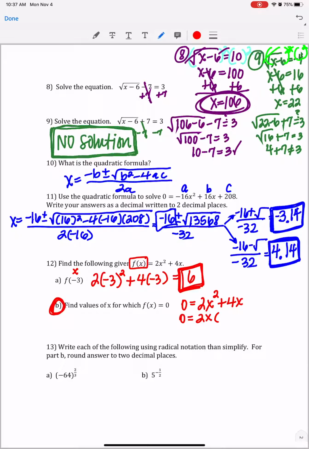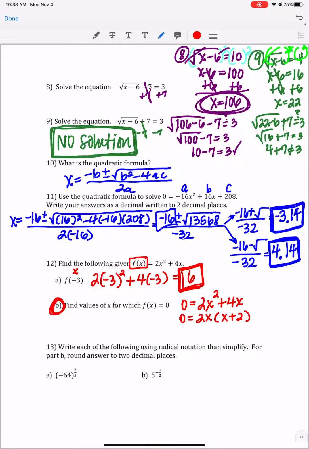So now divide. 2x squared divided by 2x is x. And 4x divided by 2x is a plus 2. Now quickly check. Distribute it back. 2x times x is 2x squared. 2x times 2 is 4x. So now, this is in factored form, set both of these equal to 0.